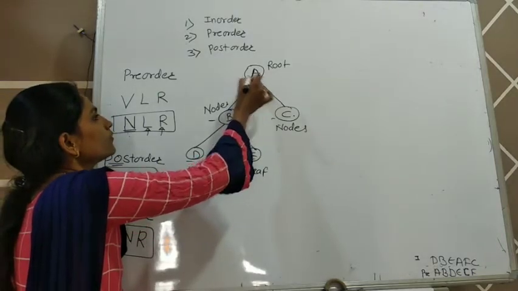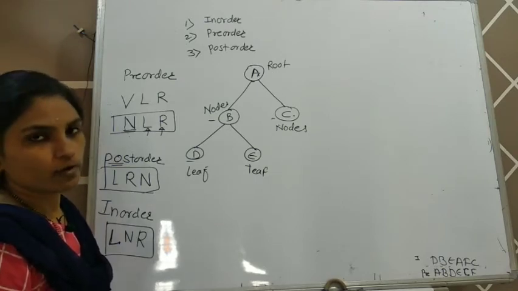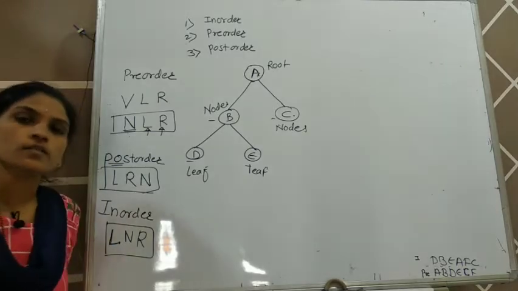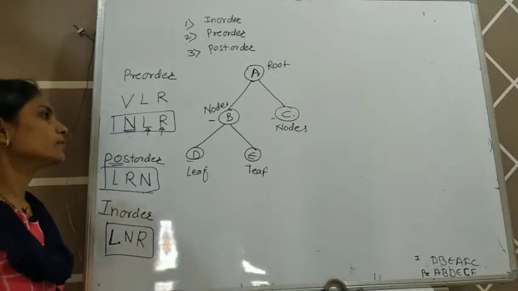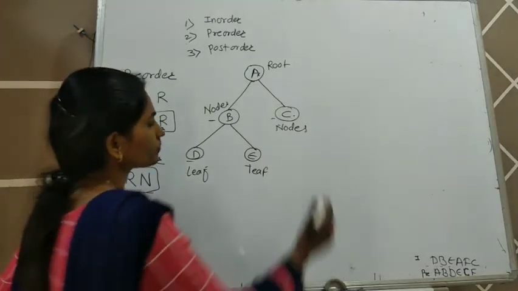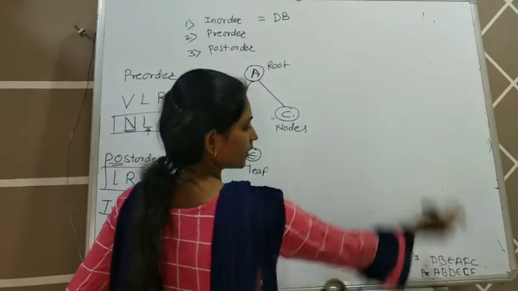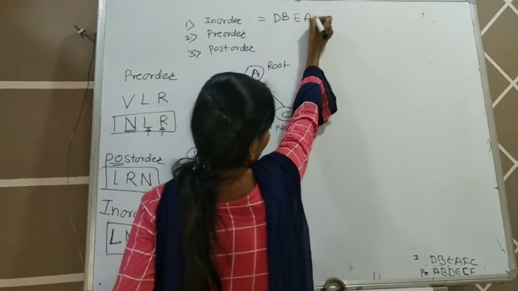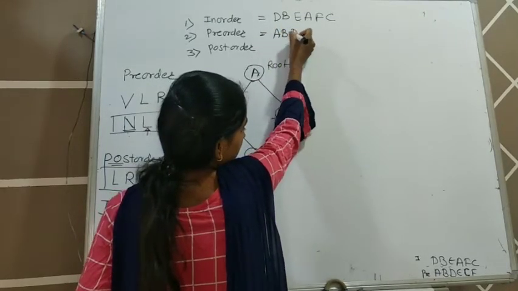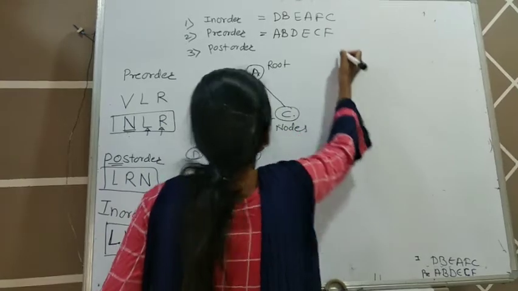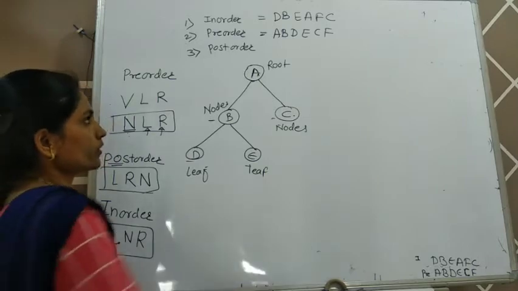Now, if you are given the in order sequence and the preorder sequence, usually the question asked is to find out the post order sequence. So how to find that? We will see one example. Suppose you are given the in order sequence D B E A F C, and the pre order sequence A B D E C F. Now we have to find out the post order sequence.